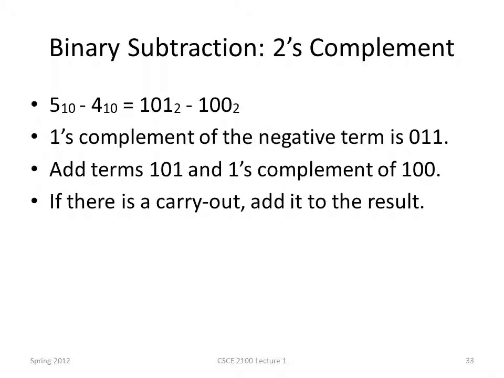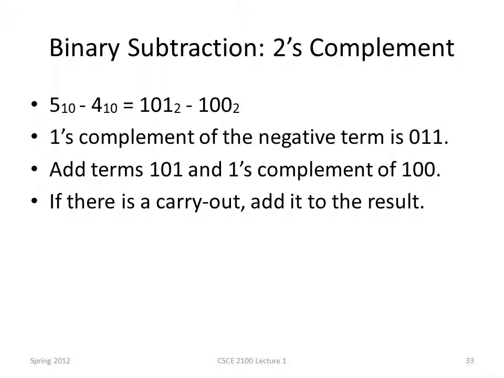Alright, so that's addition. Binary subtraction. We're going to cheat and use the 2's complement. That's another thing computer scientists like to do. When you've got a hammer, everything looks like a nail. Subtraction looks like addition. To subtract, let's say you want to do 5 minus 4 in decimal, that is in binary 101 minus 100 in base 2.